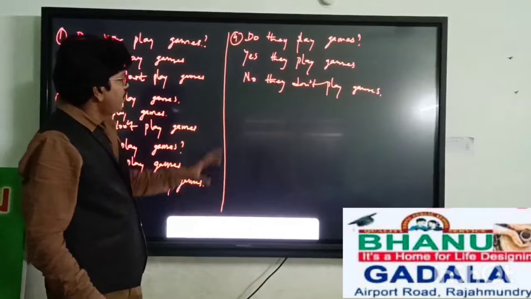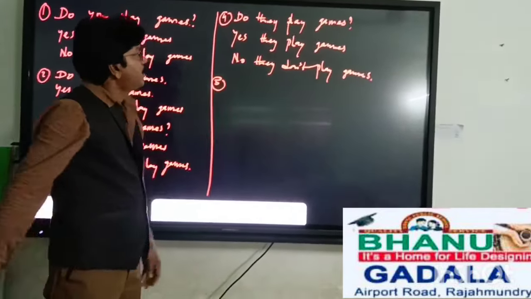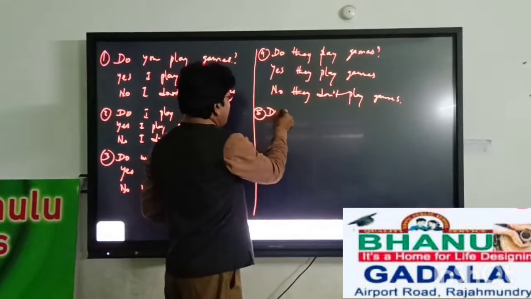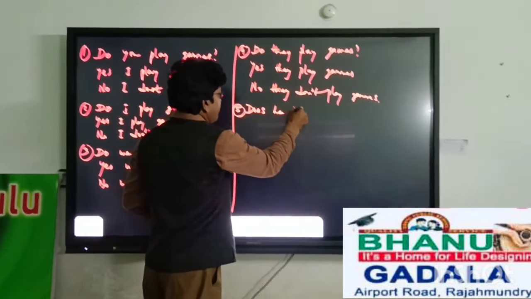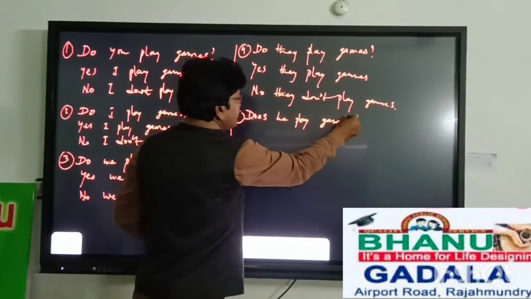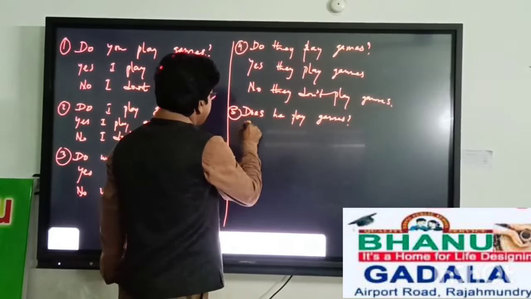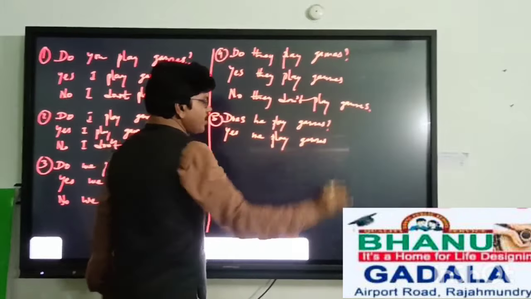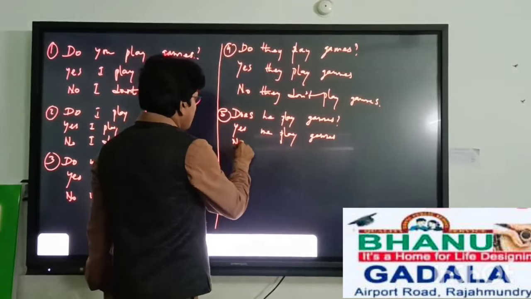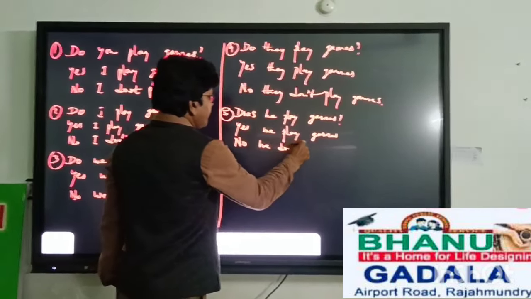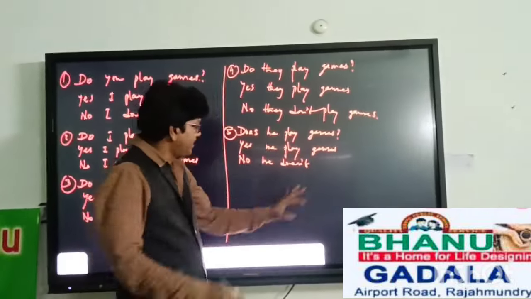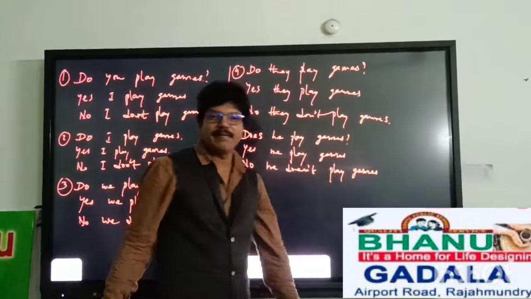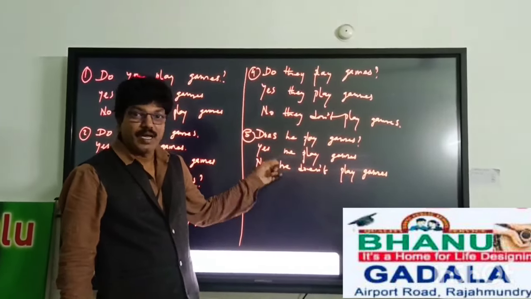Or else, if I use he, does he play games? Because he is the third person singular. Does he play games? If yes, he plays games. If no, no, he doesn't. It's very important. He doesn't play games.